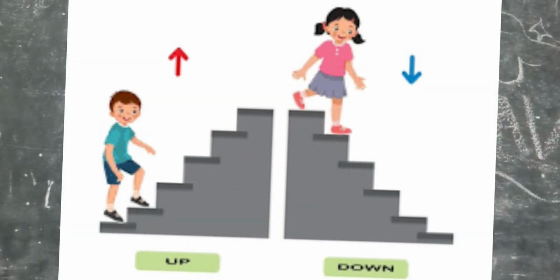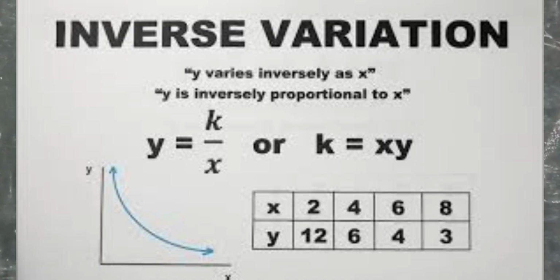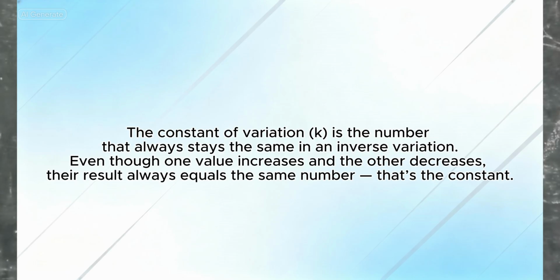Inverse variation means two quantities change in opposite ways. When one goes up, the other decreases. We write this as y equals k over x and k equals x times y. Here, k is called the constant of variation because when you multiply the two values, they always result in the same number. For example, if one value doubles, the other becomes half so that their product remains the same.